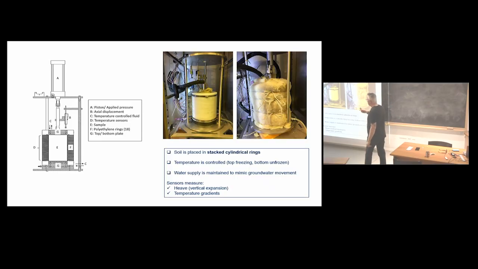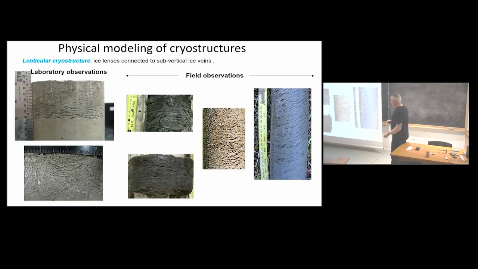And we measure this one also. We added a lot of thermistors. In fact, it's thermocouples. And the previous one did not have as many, and they were not in contact with the ground. It was 0.5 millimeter on the plastic, and we could see the effect. So we improved with this. And so this is the lenticular cryostructure that you can see in the field. You have the field observations here, and you have the lab observations.